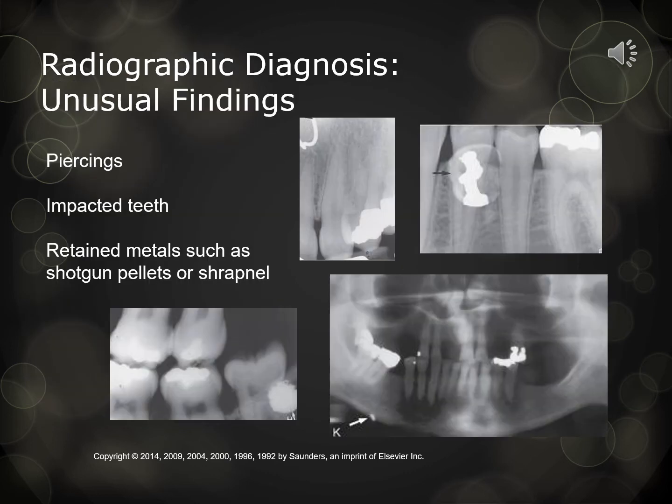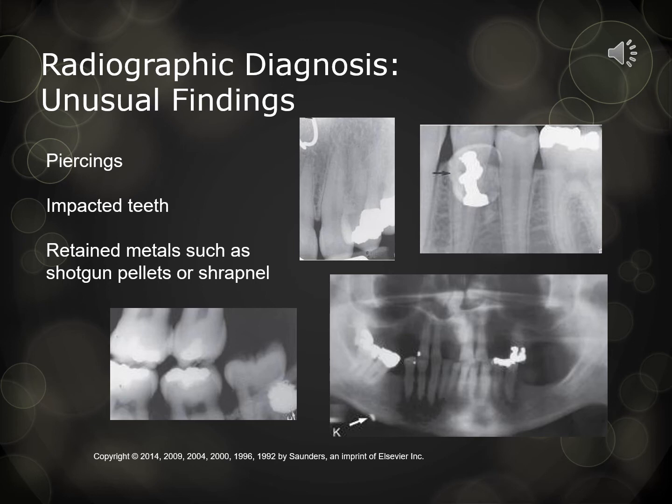Okay, these are a continuation of unusual findings in the mouth. On the upper left, we're looking at a little hook, and that tends to be, from our clinical diagnosis, a nose piercing, and that's how it shows up on the x-ray. On the upper right, we see an impacted tooth because we can tell that it has an occlusal amalgam in it.